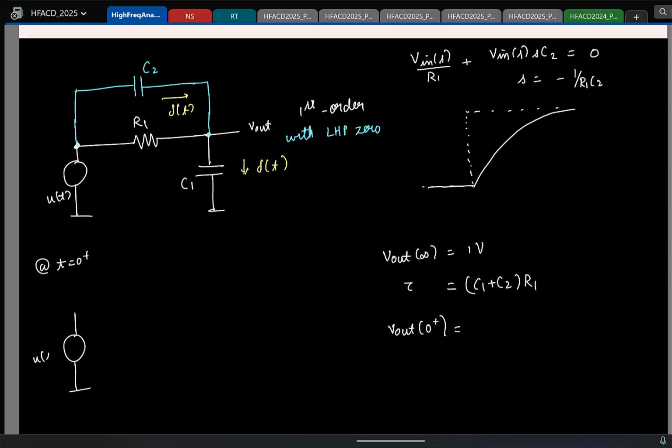I have u of t, I have C2. That's it. Now we can see the output is a capacitive division, and what is the division factor? C2 by C1 plus C2. So at t equal to 0 plus, the output sees a step jump. Let's say this is that value, C2 by C1 plus C2, and then it exponentially settles.